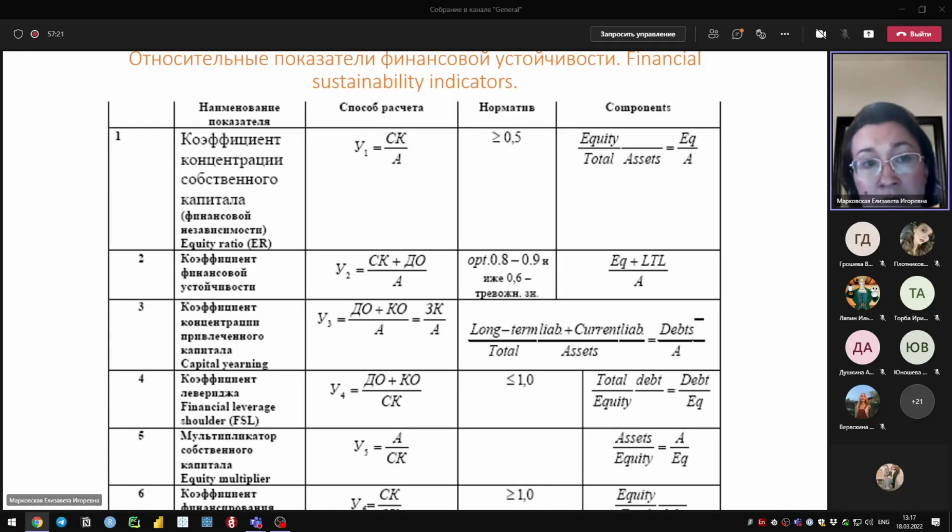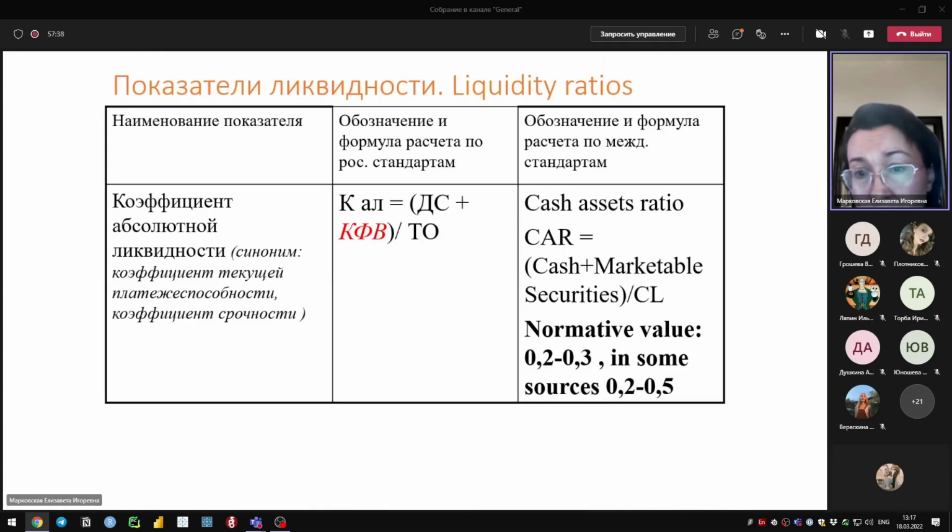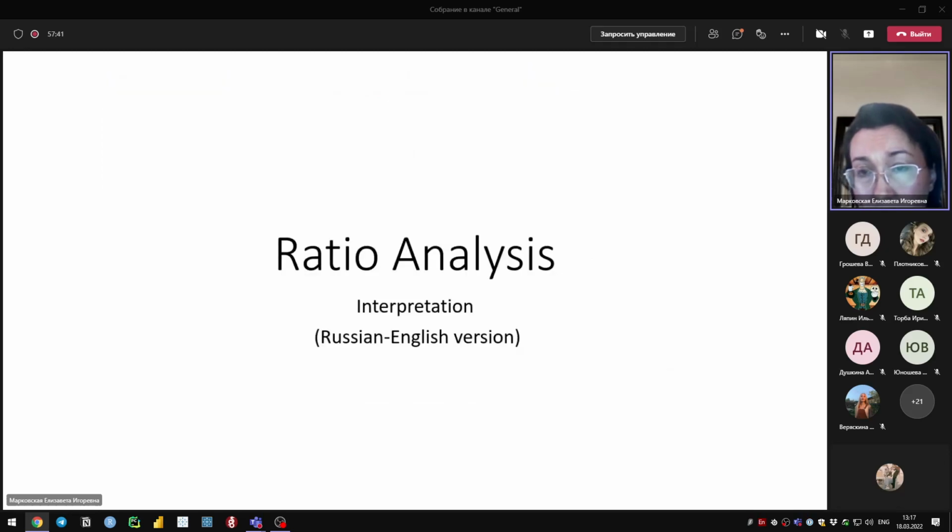And in this presentation, you can also find the financial sustainability indicators and their interpretation, in the Russian version and the English version, with formulas and normative values. So you can use it in your practice.